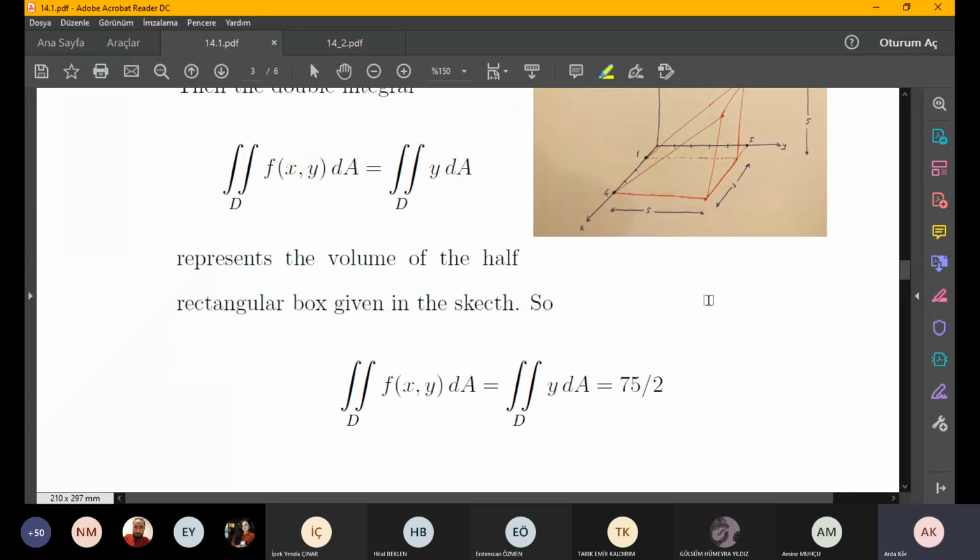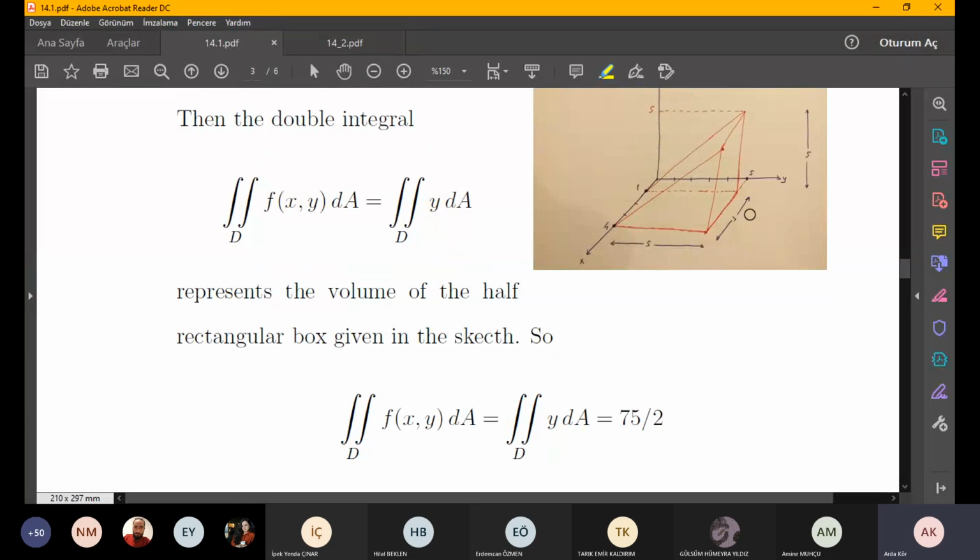And from the volume of the box, we can find the solution. The sides are like that. So here you have 5, I guess, and this side is 3, and the height is 5 also. So this will be 5 times 5 times 3 times 1 over 2, because it will be half of that rectangular box.